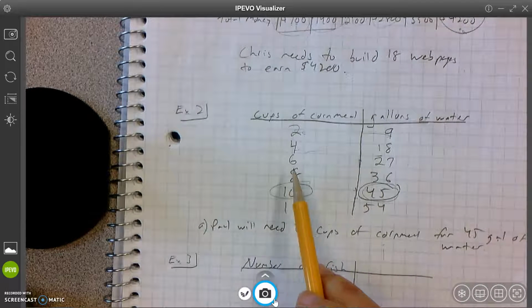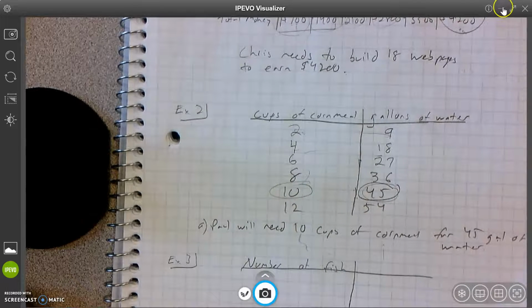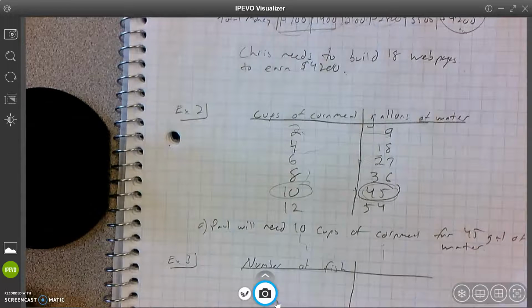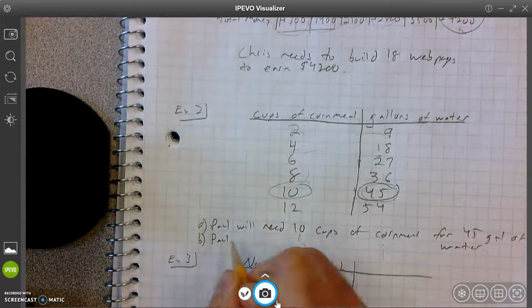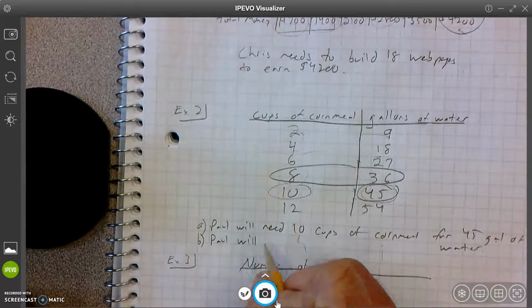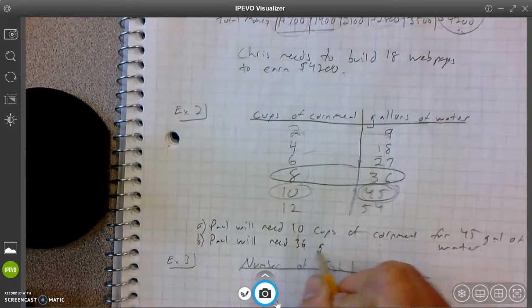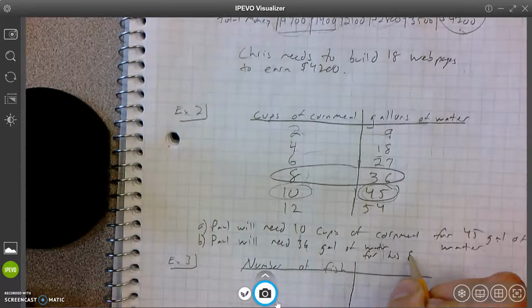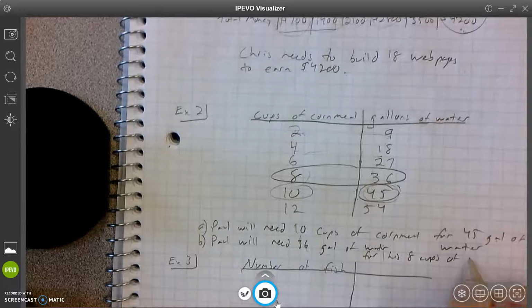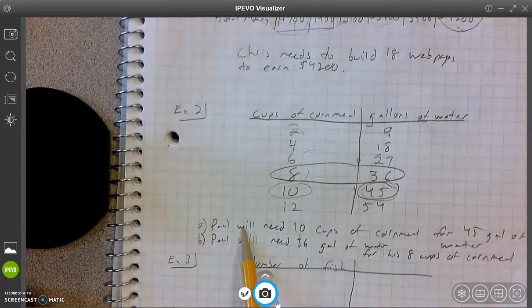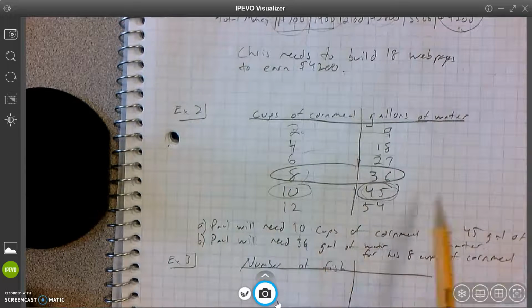And then B, if he only has 8 cups of cornmeal, that's what it says, right? Has 8 cups of cornmeal, how many gallons of water is he going to need? So if he has 8 cups of cornmeal, boom, right here, Paul will need 36 gallons of water for his 8 cups of cornmeal. Cool. There you go. So it's a complete sentence, bam, bam. The ratio table helped us out.